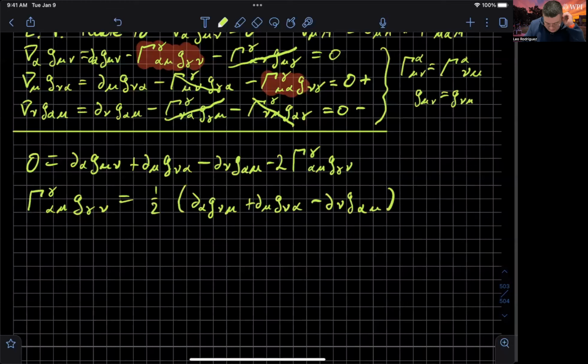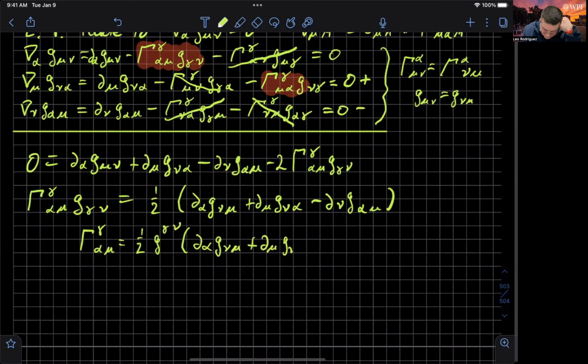Okay. The last thing I want to do is get rid of this metric, which we can do using the inverse metric. So using the inverse metric, I then have gamma alpha mu equals 1/2, and then it'll be the inverse of that. So I have gamma nu here.